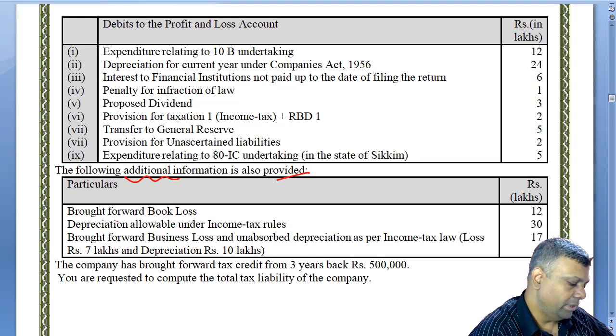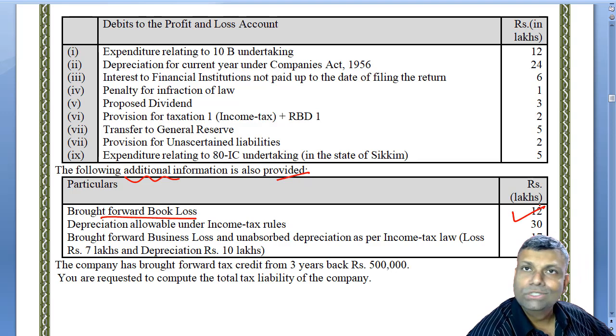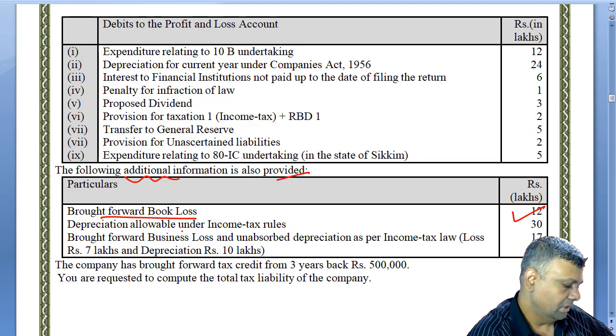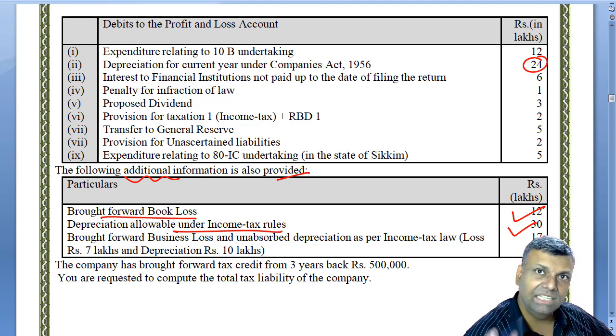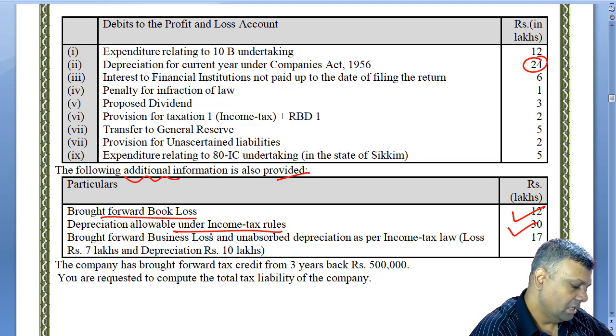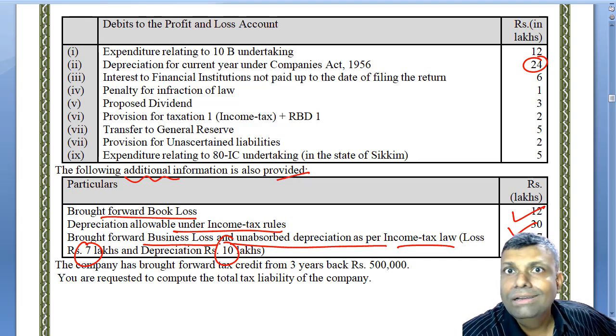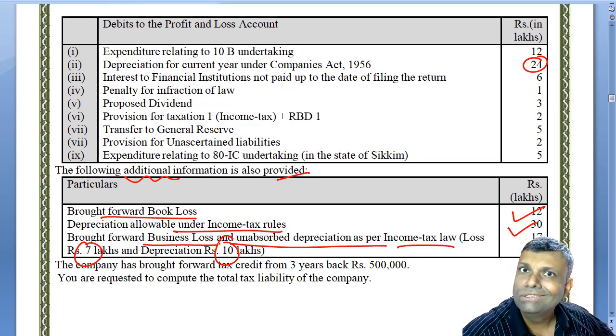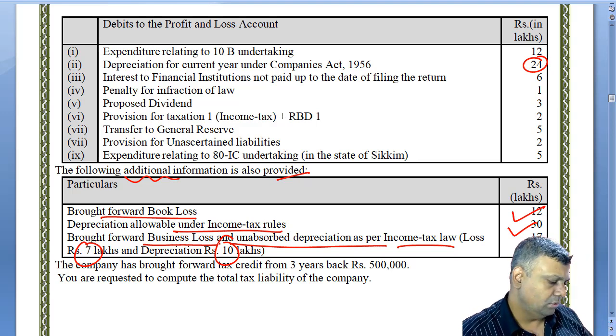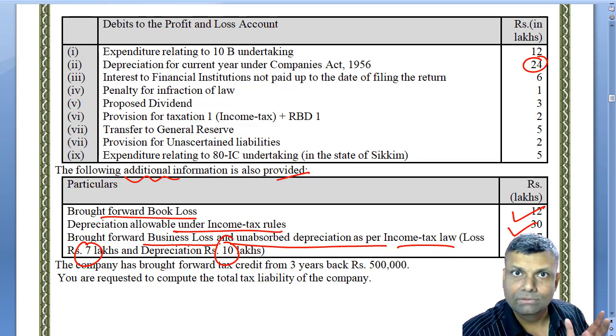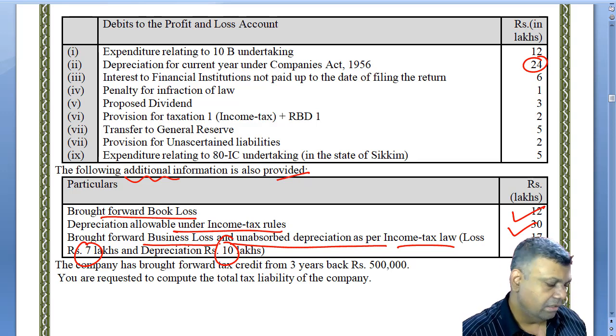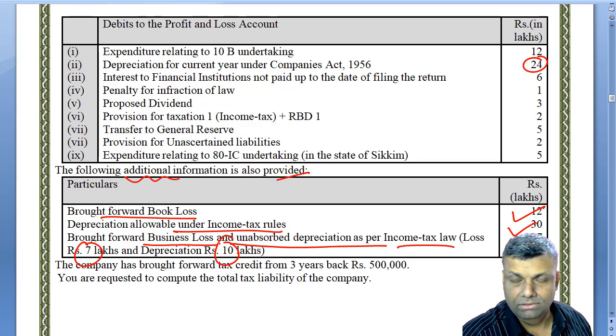The following additional information is provided. Brought forward book loss, so we have used this particular data in the MAT provisions. Depreciation allowable under income tax rules, that we have already done the adjustment with book depreciation added and the tax depreciation less. That is also done. Now brought forward business loss and unabsorbed depreciation as per income tax law. Under income tax law, the loss is also allowed and the depreciation is also allowed. The only thing is that there is a years limitation, but that exact data is not given, that is, how many years old your business loss is.